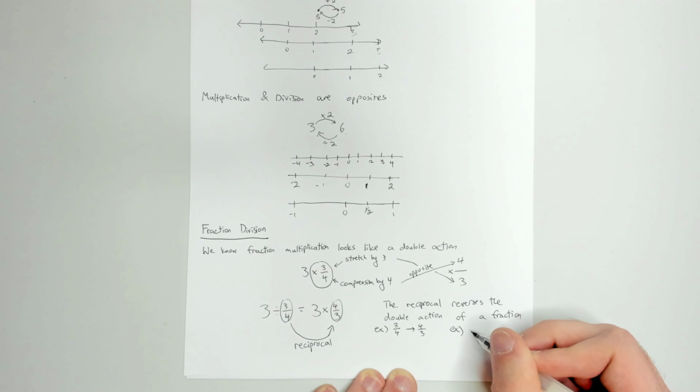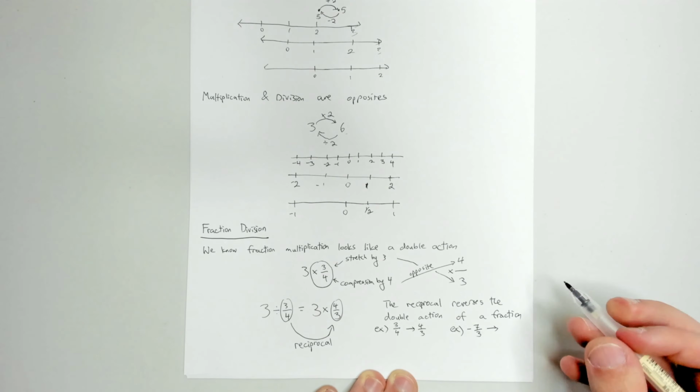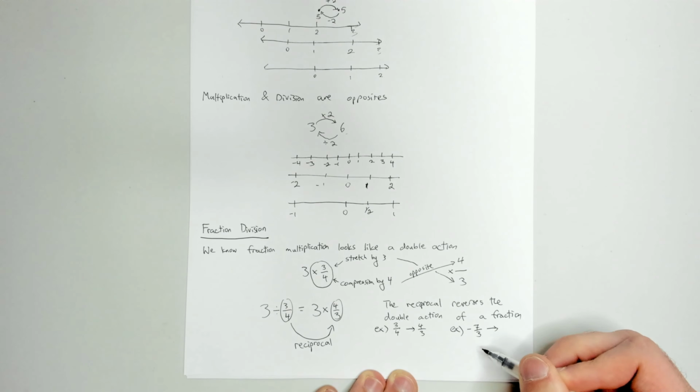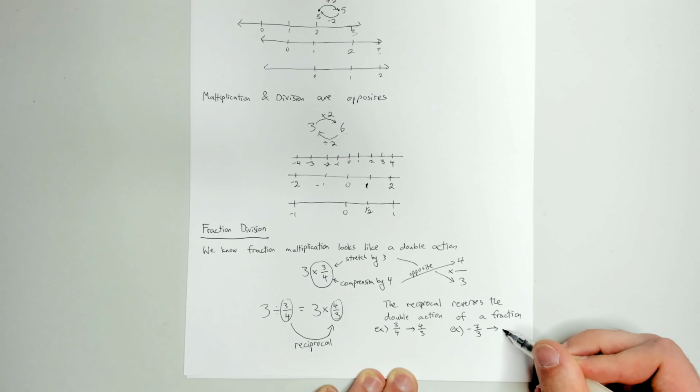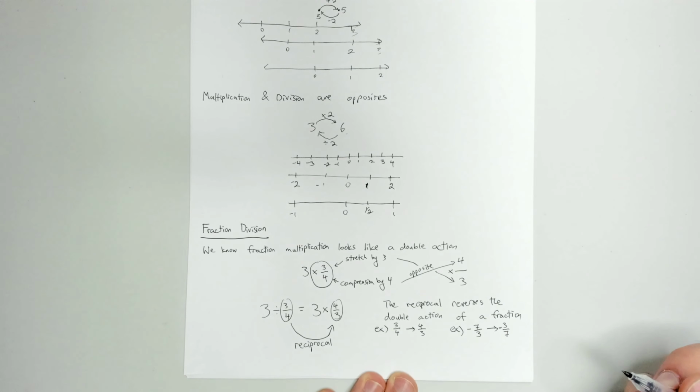The reciprocal of -7/3, well, reversing these roles, right? So reversing the stretch by 7, that makes it a compression by 7, and reversing the compression by 3, that makes it a stretch by 3, and we still have to include the negative here. So that would be the reciprocal of -7/3.